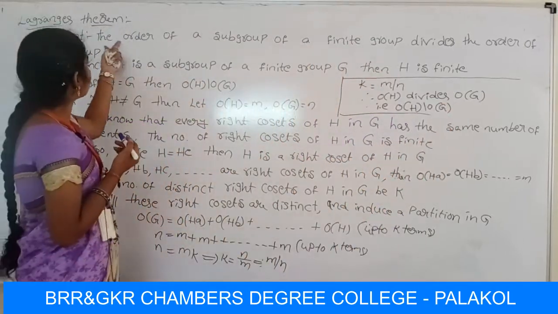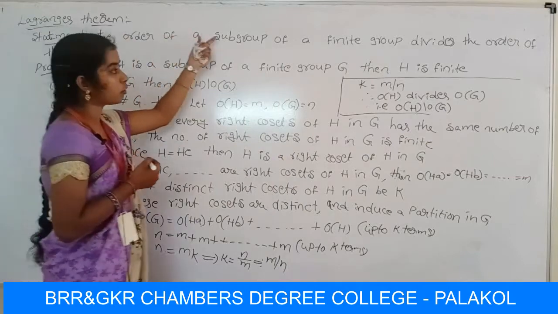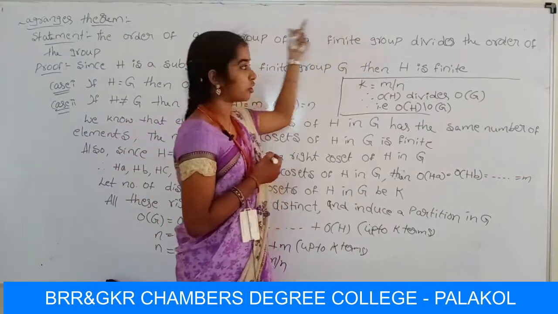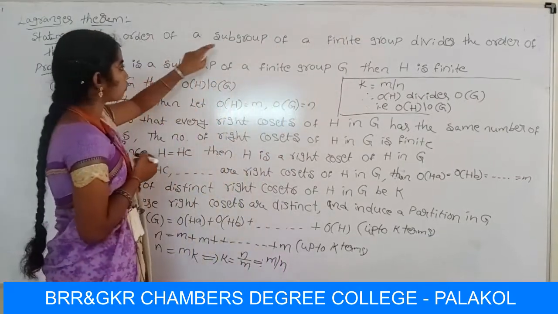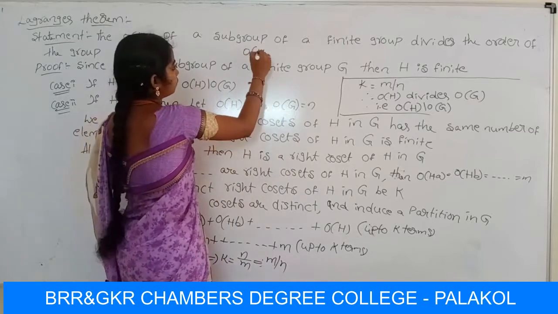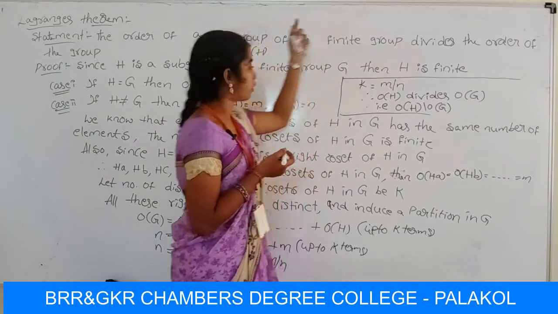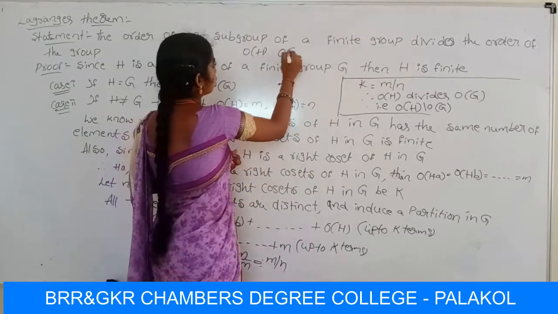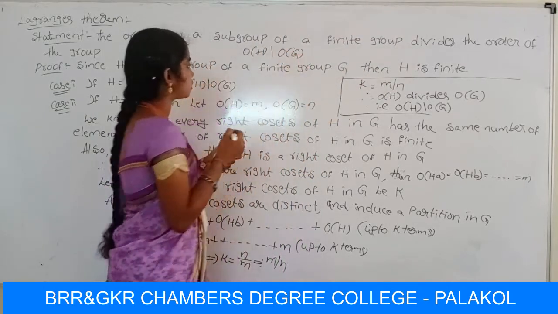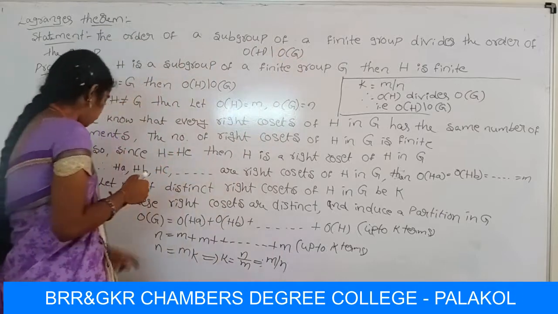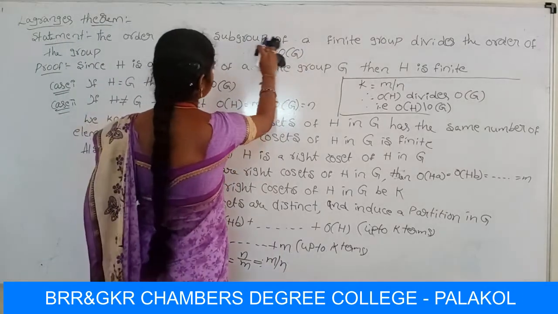So the statement: the order of a subgroup of a finite group divides the order of the group. The order of the group means the order of Z. So we have to prove that the order of H divides the order of Z.